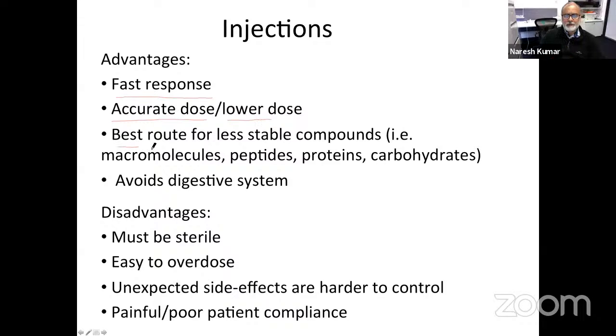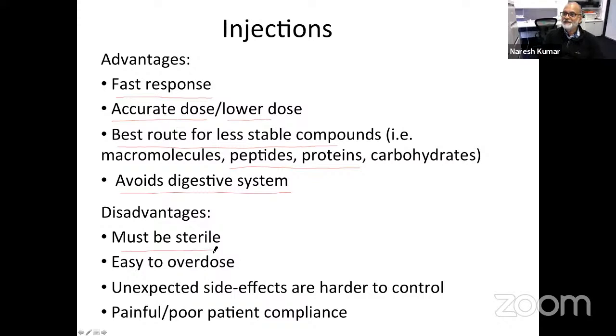It's also the best route for drugs or compounds which are unstable, like peptides and proteins, which can be unstable if you take them orally. Big molecules which can't absorb through the membranes can also be given by injection. And by giving an injection, you're avoiding the digestive system. But the disadvantage of giving an injection is that the drug must be sterile, or the liquid in which you have the drug must be sterile. Otherwise, if there are bacteria present in it, you'll get a bacterial infection.